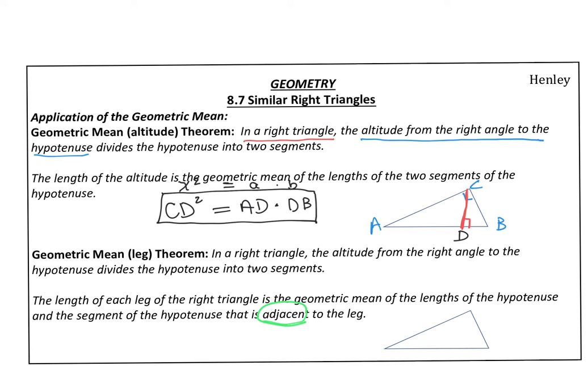So we have AC squared equals AB times AD. We also have CB squared equals AB multiplied by DB. And that's when these are labeled exactly the same as we did above.